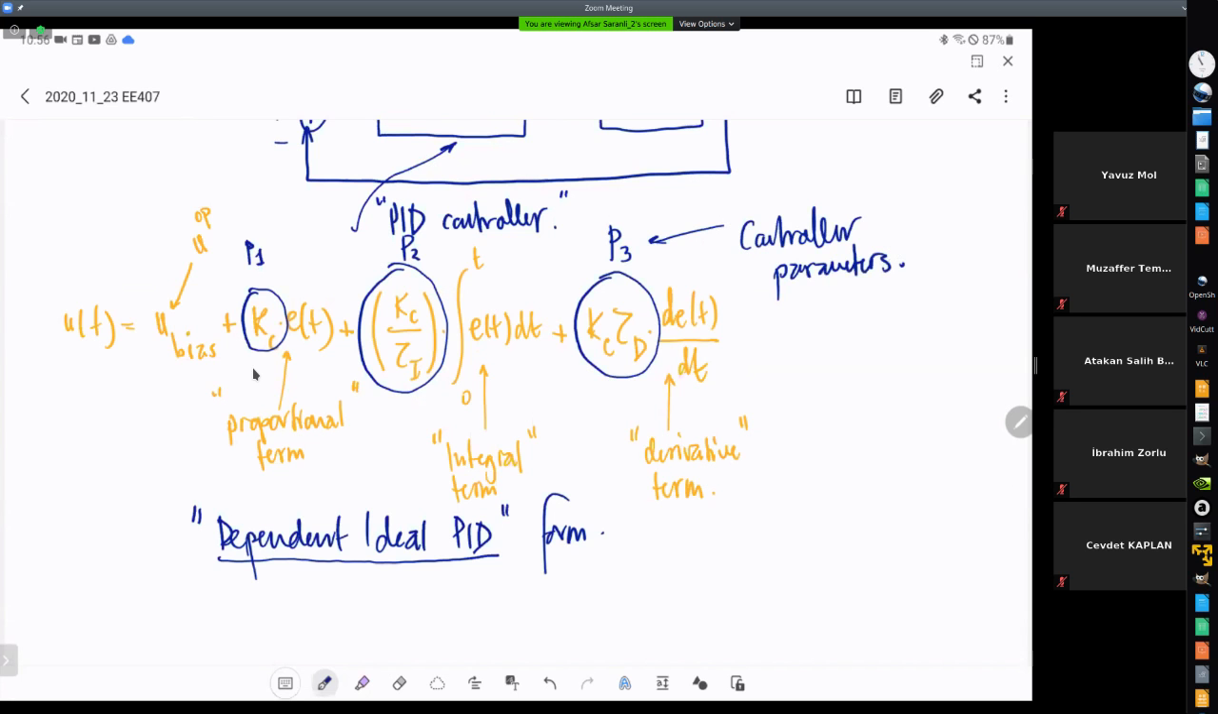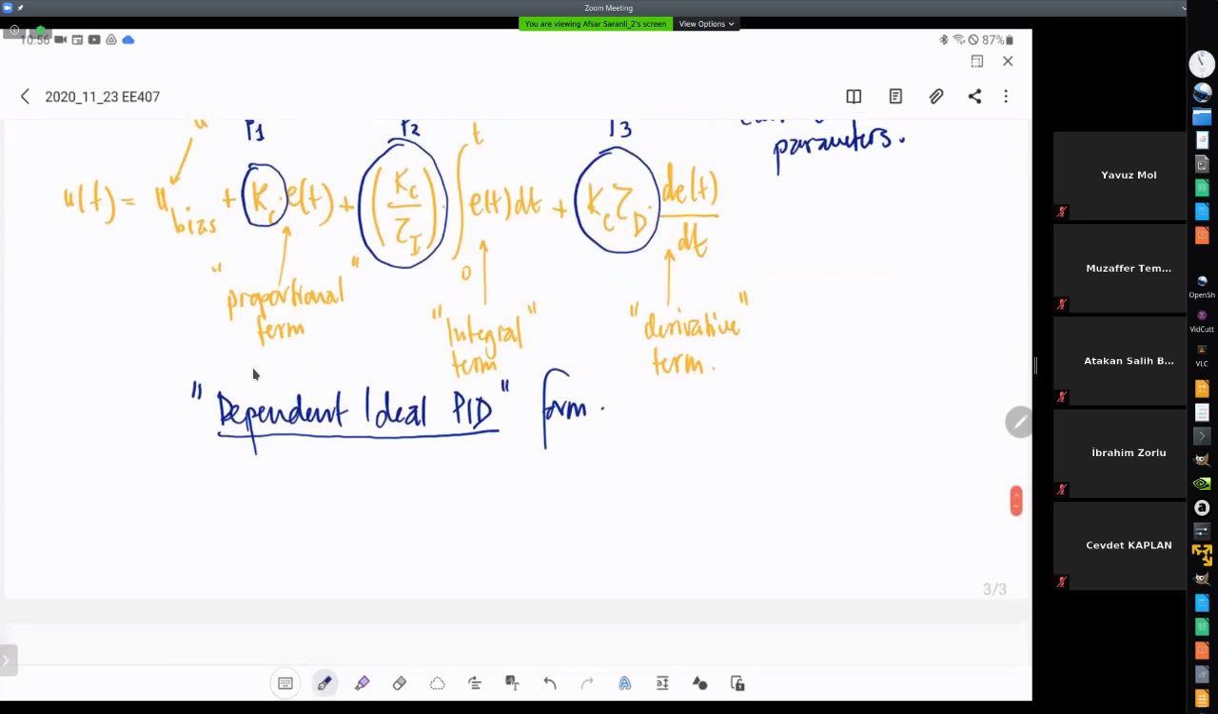I mean, if you notice that it is a dependent ideal PID controller and it has 3 parameters, these are the parameters that are required, okay? Or the interface might ask you to simply enter the proportional gain and the integral time constant and the derivative time constant. In this case, this is what is meant, okay? So you see that P1, P2, and P3 coefficients are determined by the Kc, tau I, and tau d parameters. Okay, so let me make a note here of what I've just said.